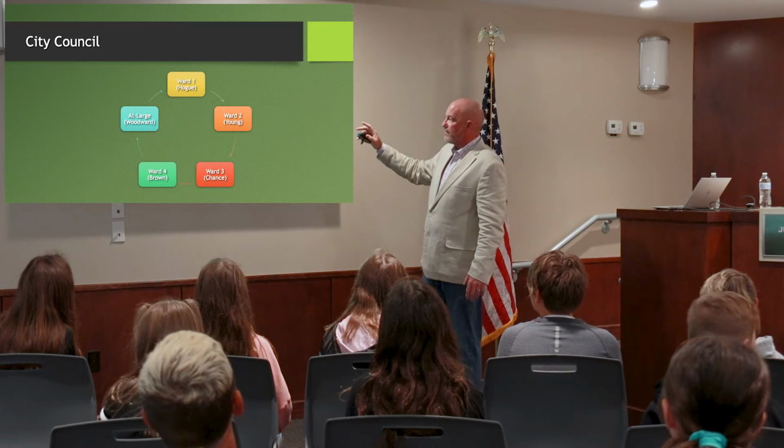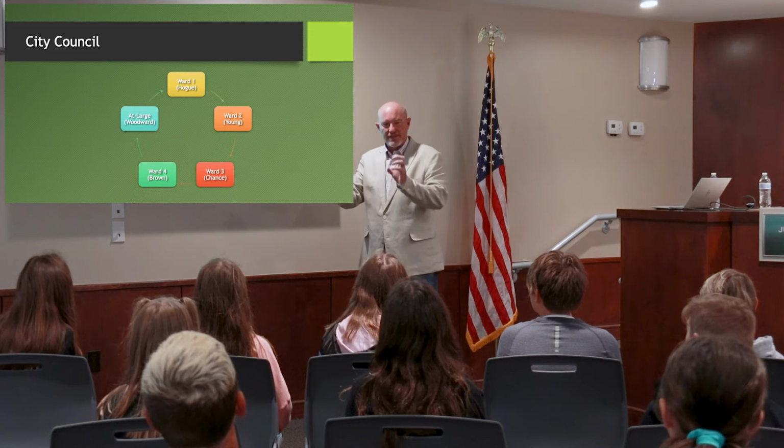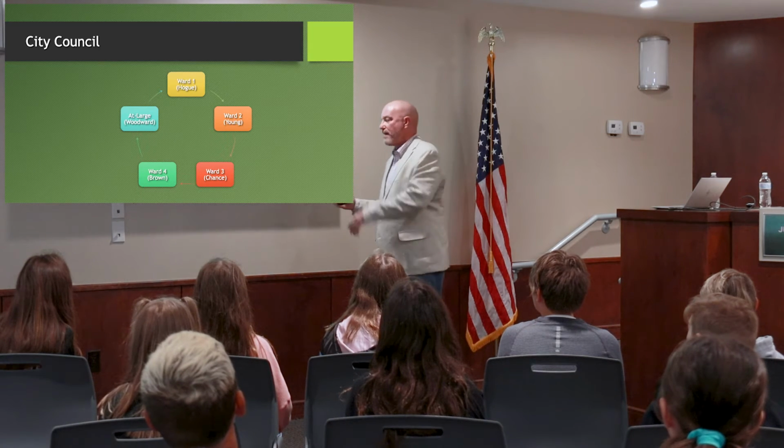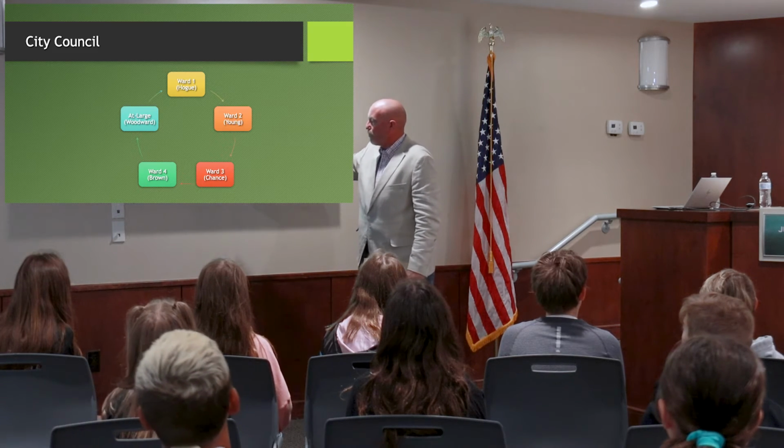Okay, so here in Coweta, we have what's called a ward system. In the ward system, we have 4 wards, which basically divide the city into different sections. I'll show you a map of that here pretty quick. But the city is divided into 4 wards.